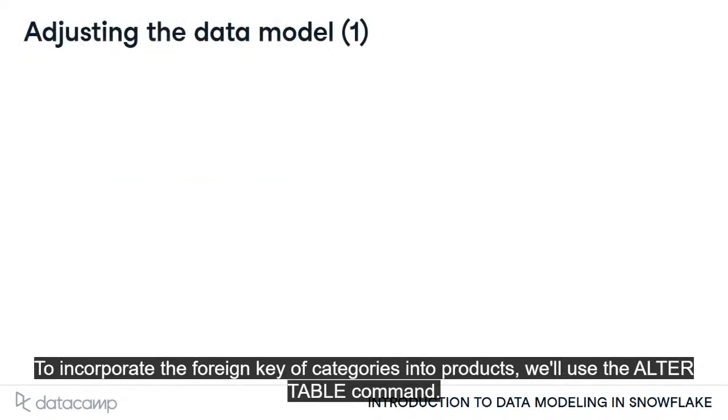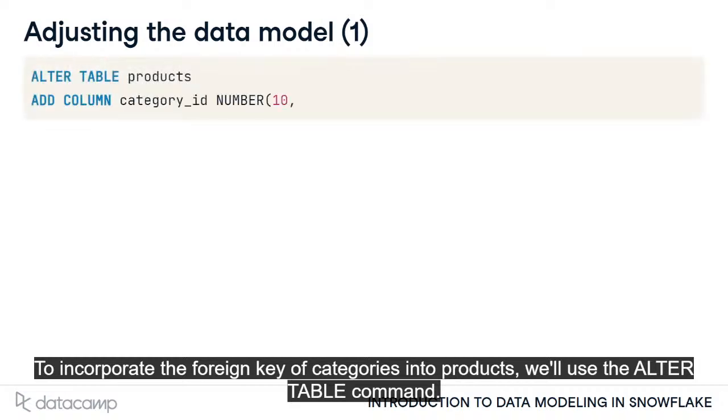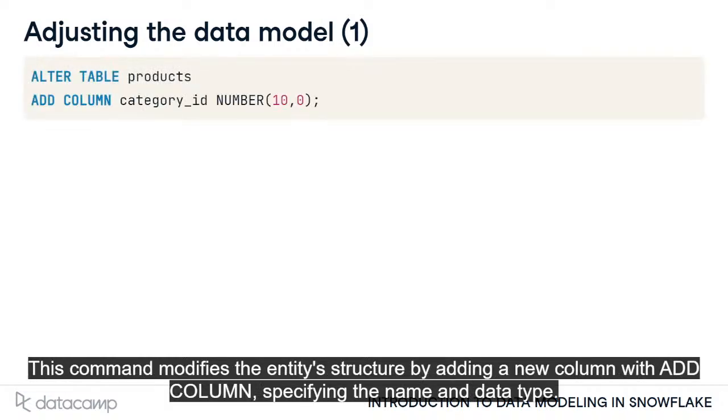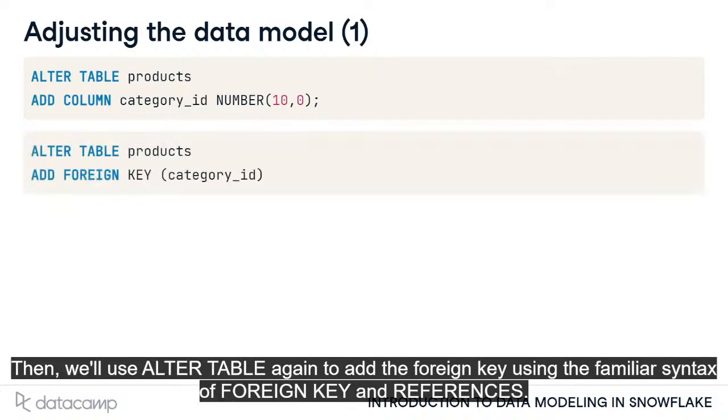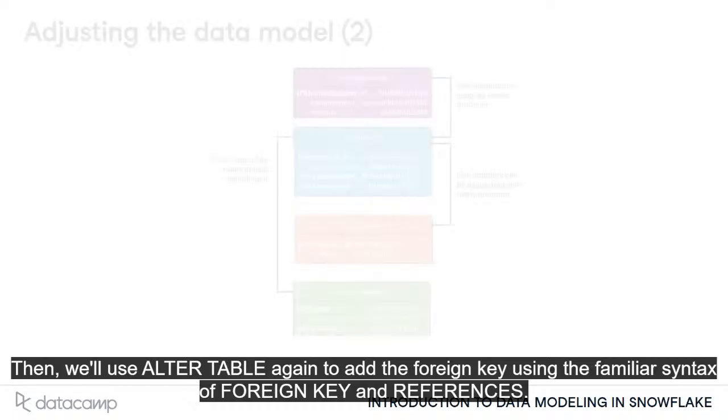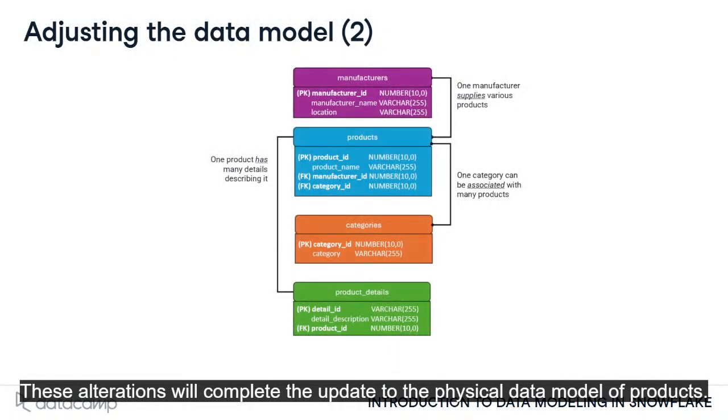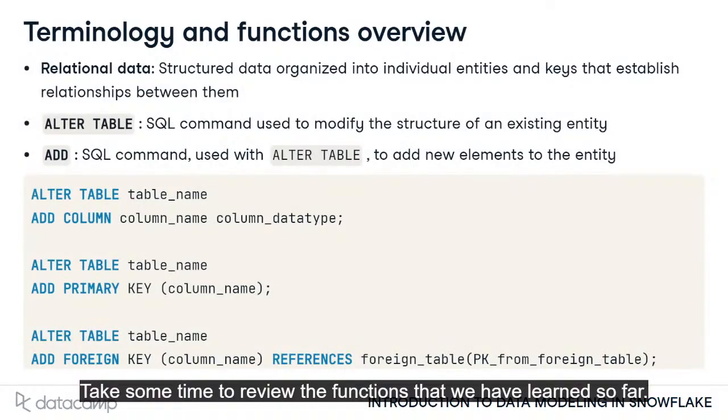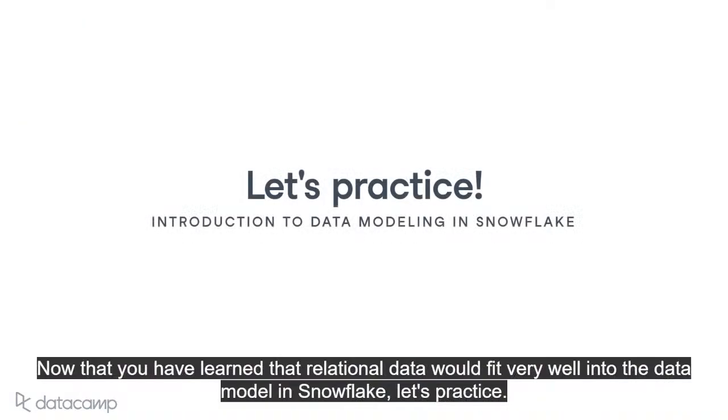To incorporate the foreign key of categories into products, we'll use the alter table command. This command modifies the entity structure by adding a new column with add column, specifying the name and data type. Then, we'll use alter table again to add the foreign key using the familiar syntax of foreign key and references. These alterations will complete the update to the physical data model of products. Take some time to review the functions that we have learned so far. Now that you have learned that relational data will fit very well into the data model in Snowflake, let's practice.